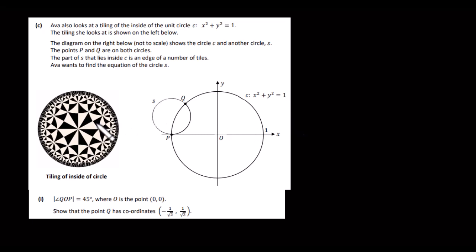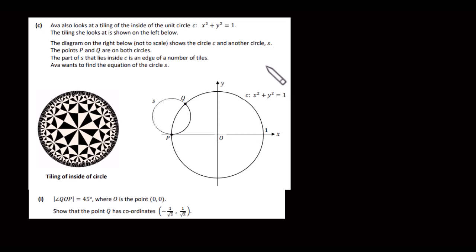Okay, so we're getting into more complicated shapes here. Ava also looks at a tiling of the inside of a unit circle. So this is a unit circle here, and the equation is x squared plus y squared is equal to 1. That just means the radius, the distance from here out to here is going to be 1 unit. So the distance from here to Q is 1 unit, the distance from here to P is 1 unit, and so on. The tiling she looks at is shown on the left below.